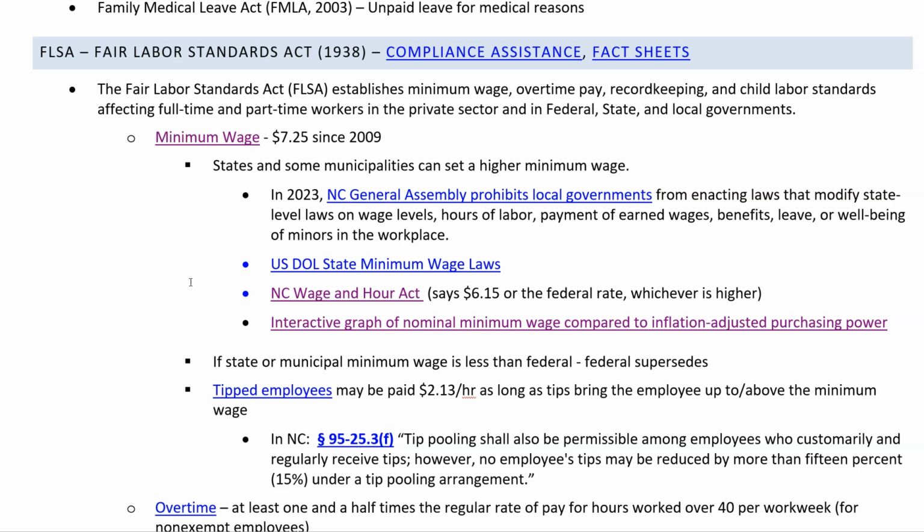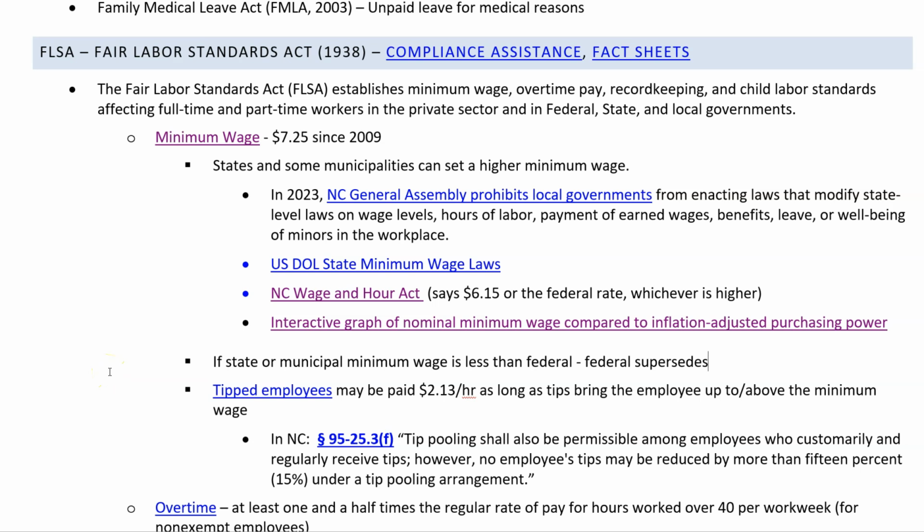I gave you, like I said, a lot of links here to the Department of Labor where you can learn much more about the FLSA minimum wage laws. There are sometimes exceptions, so we'll try to mention some of the major ones, but if you really want to get granular with it, you can just follow these links to learn much, much more. Like I said earlier, if the state or municipality minimum wage is less than federal, then the federal minimum wage will supersede that, and you have to pay at least the federal minimum.